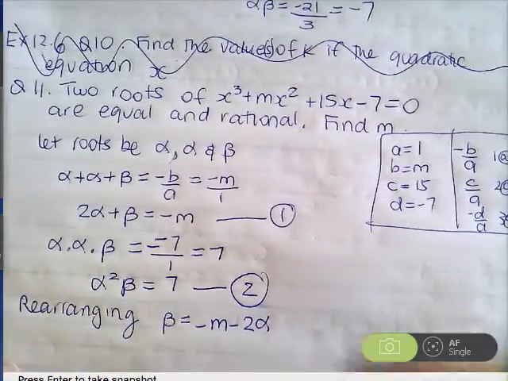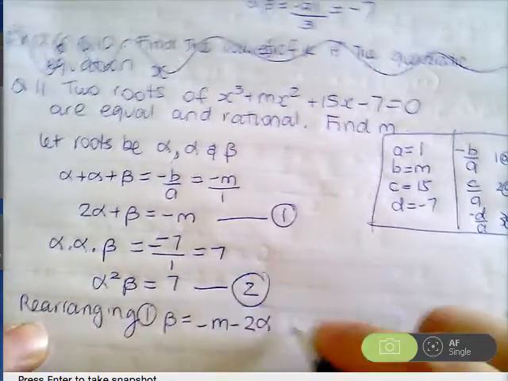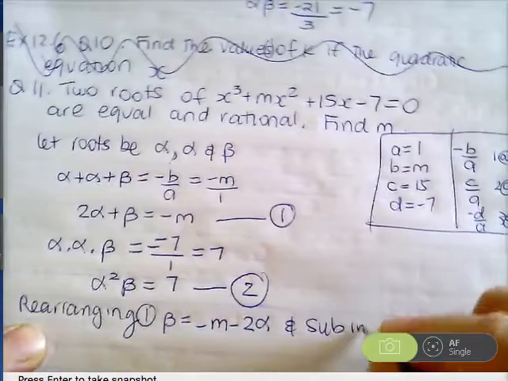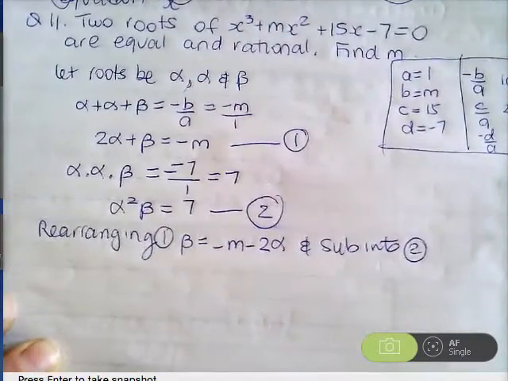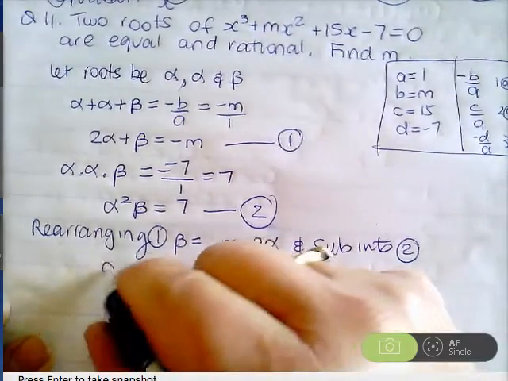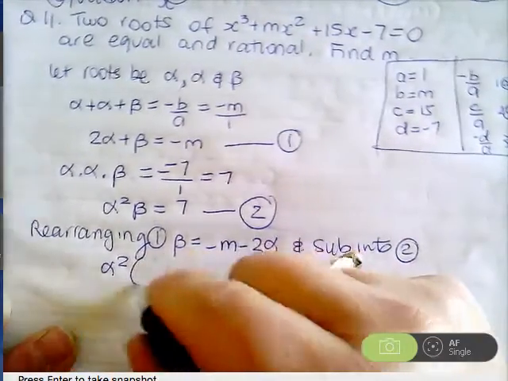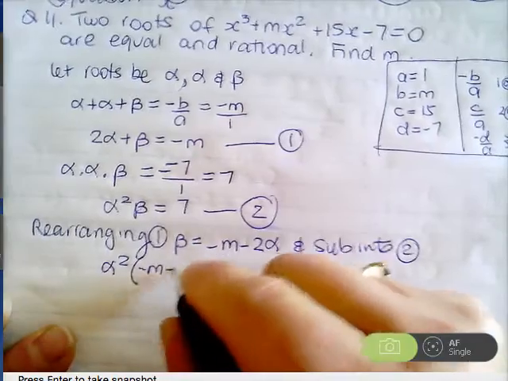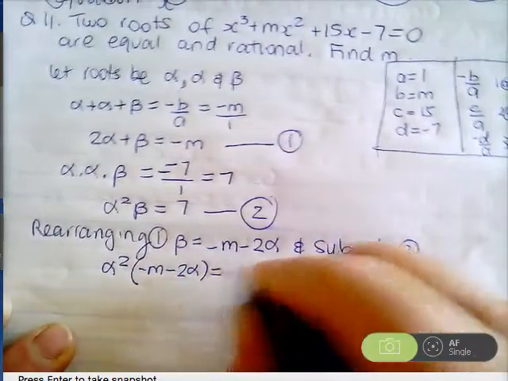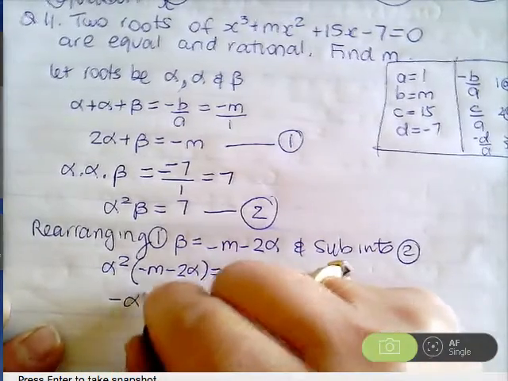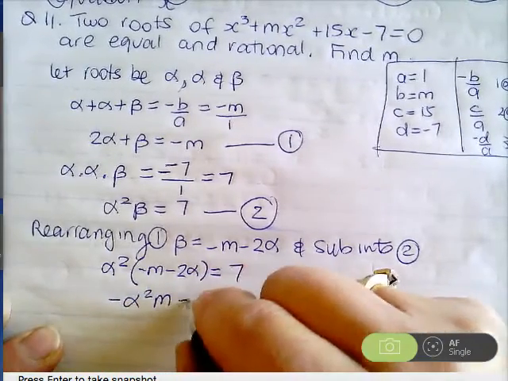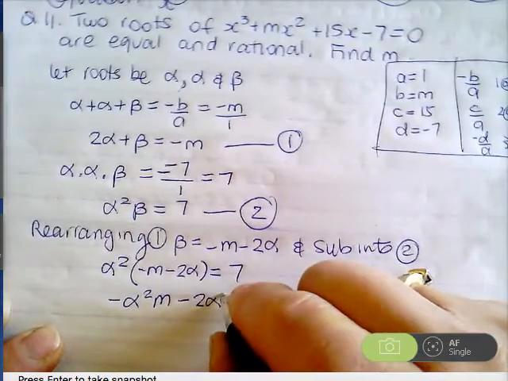Because when you're rearranging 1 and sub into 2, all right, this is going to look good. What do you get? Alpha squared times what? Minus M minus 2 alpha. Oh, we've still got an M. Equals 7. All right, so we've got negative alpha squared M minus 2 alpha cubed.